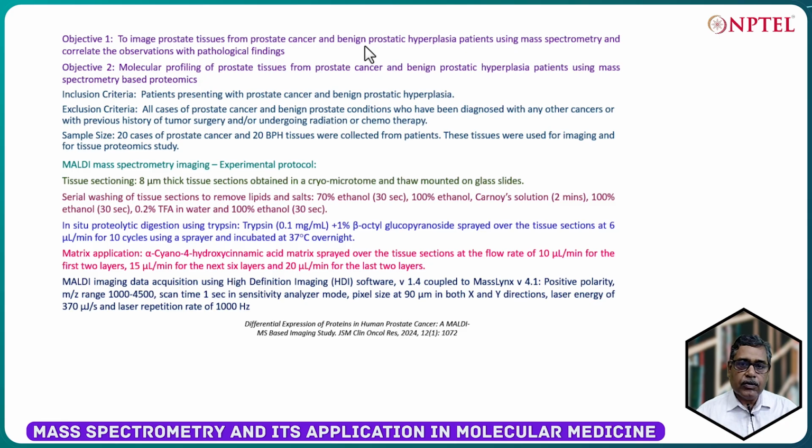Now, there are two types of growth. One is benign prostate hyperplasia, BPH. It's just a growth, nothing to do with cancer. The other is prostate cancer. In both cases, we will try to image the tissue using mass spectrometry and correlate our observation with the pathological finding. Remember, pathology is the gold standard across the globe.